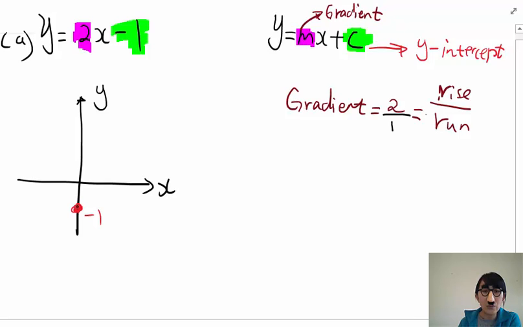Now rise equals 2, which means we go up 2 steps. So one step we move to here, another step we move to here, which means y equals 1 in this case. Now for run, we follow the x-axis and move 1 step, which is here. Now we finally stop at this point.